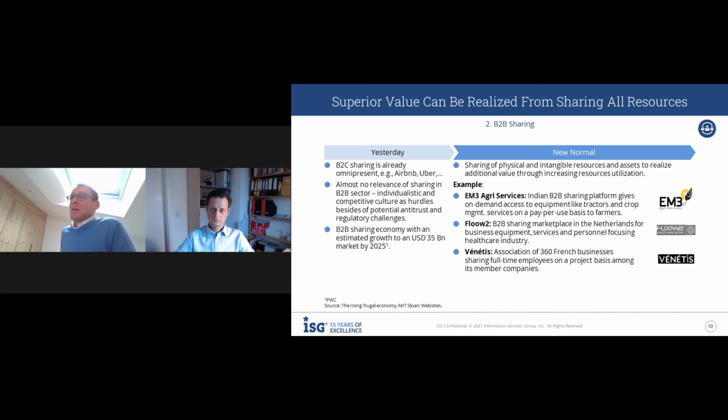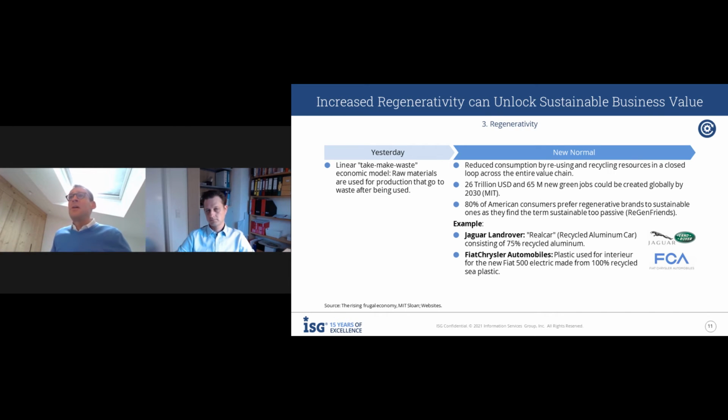Same, for example, related to office space, or other equipment, as we see here with the Dutch startup Flow2. And I think these are all things that will become much more present in the future.